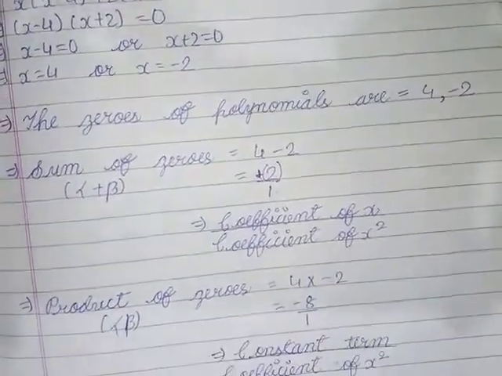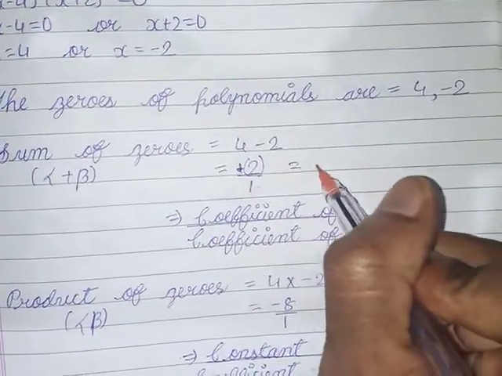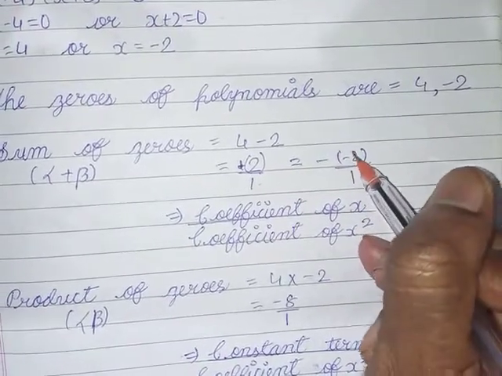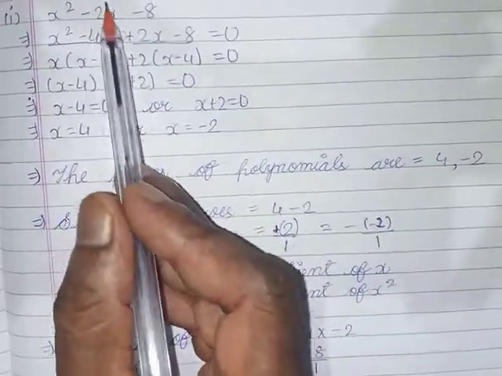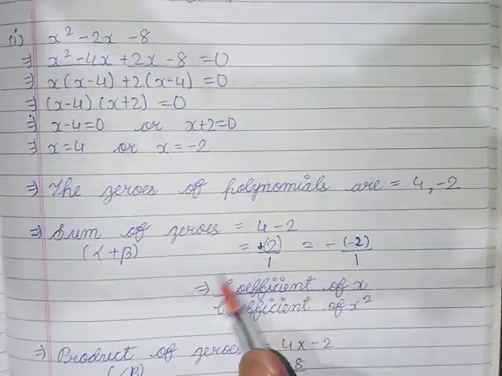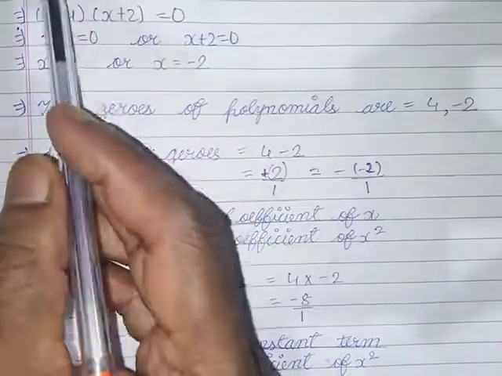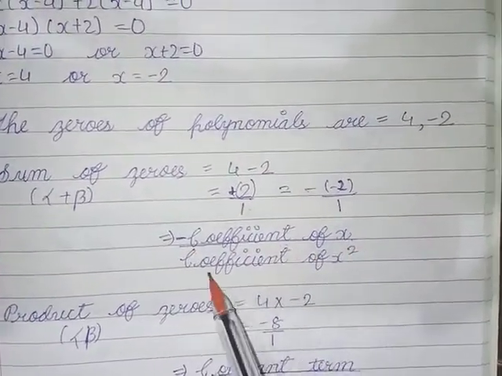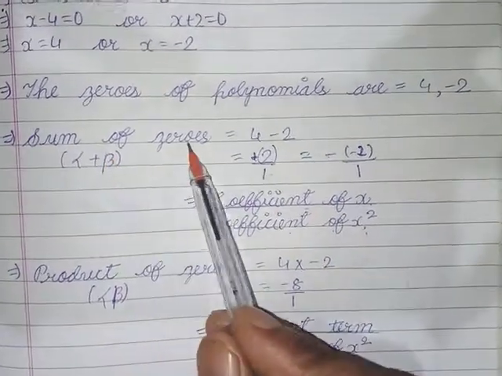So how will we write it? We want the minus sign, so we'll break it. Minus 2 upon 1, we will write it like this. What is minus 2? Minus 2 is the coefficient of x, and minus was already outside, so it is minus. Then it is verified. What is 1? The coefficient of x square. So it becomes minus coefficient of x upon the coefficient of x square, which is the sum of zeros.